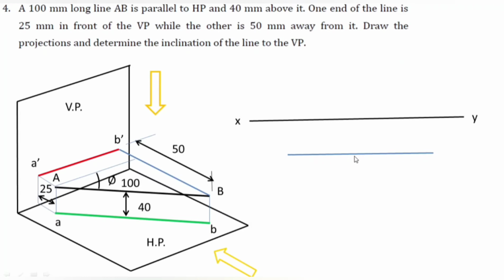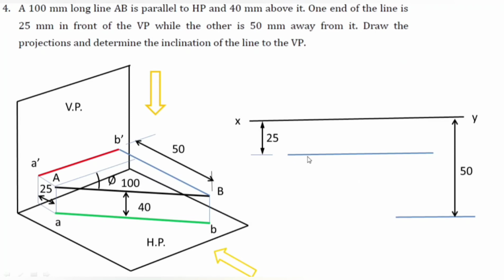On this parallel line my end a is going to lie, and I need to draw another line, also parallel to the xy line, for end b. We need to mark the locus of end b and of end a. End a is going to lie on this line, and on this line my end small b is going to lie. The distance here is 25 mm, and this distance is 50 mm. So on these two lines my top view is going to lie.